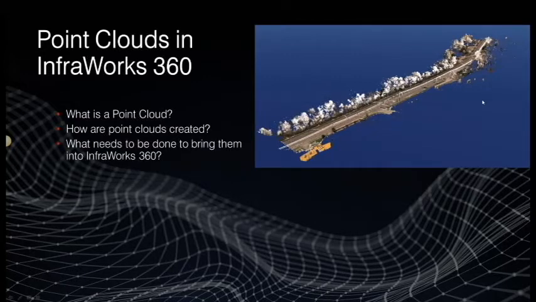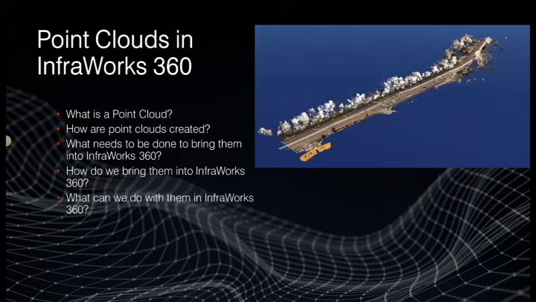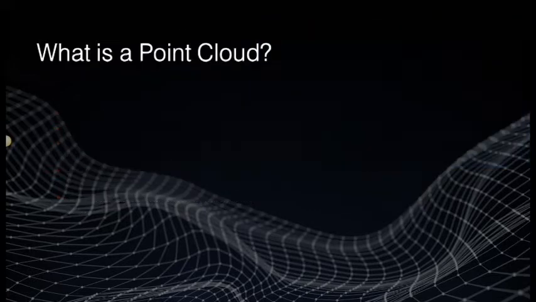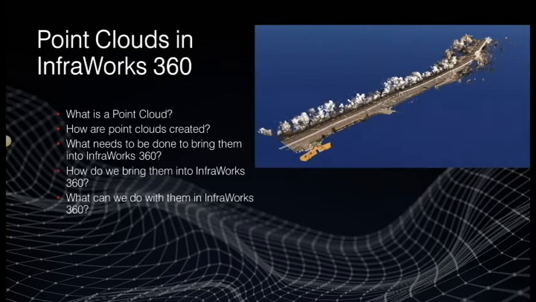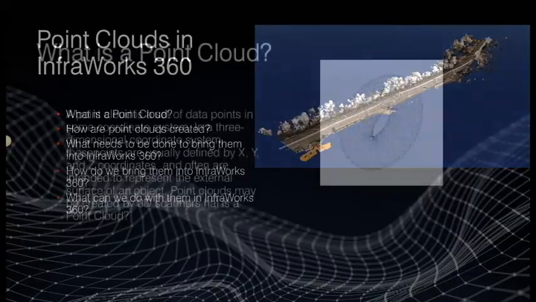So a few things that we're going to be talking about in this session. First of all, we're going to talk about what is a point cloud. That's always a good thing to figure out, right? How are they created? What do you need to do to the point cloud before you can take it into InfraWorks? Because InfraWorks can't just accept any point cloud. It only accepts a certain kind. How do we go about bringing them into InfraWorks? And then finally, and most exciting of them all, what can we do with them?